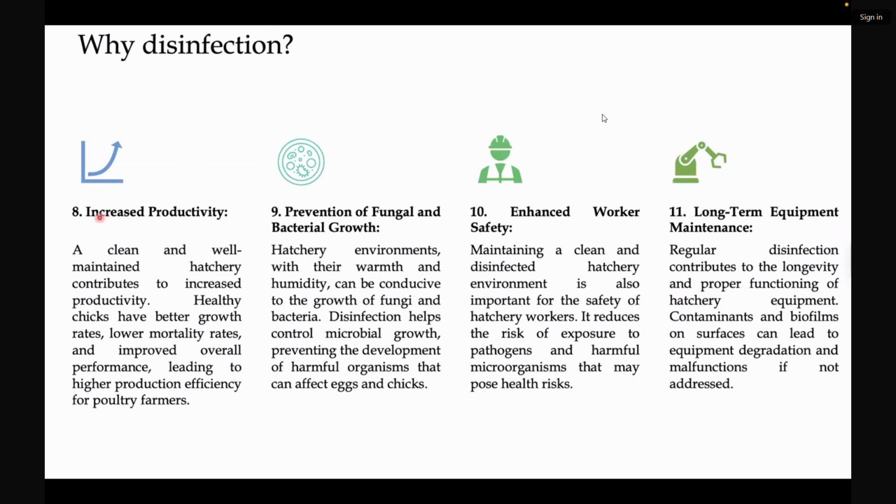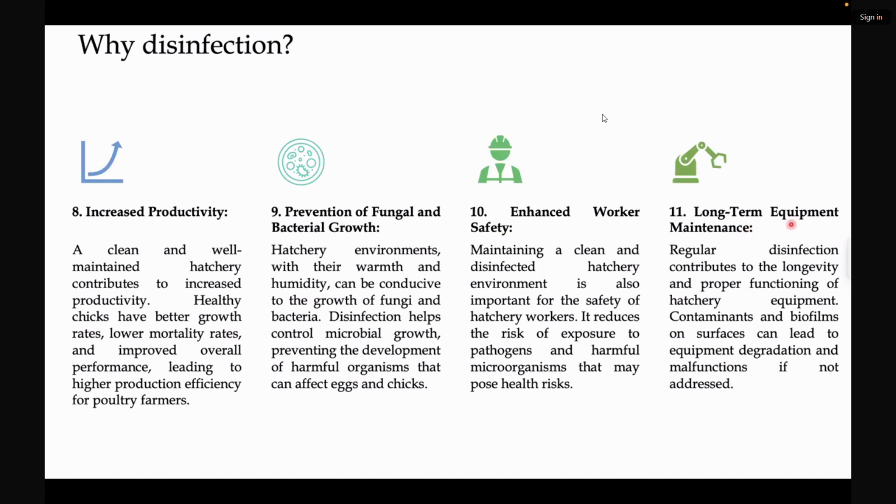And when we have quality chicks with a proportionately maintained hatchability rate, there will be an increase in the productivity of your farm growth. Prevention of fungal and bacterial growth, this is the sole purpose of disinfection, so we know this one. Enhanced worker safety, yes, we just mentioned that some of the diseases may be zoonotic. So if we are doing the disinfection regularly, we are also safeguarding our workers as well.